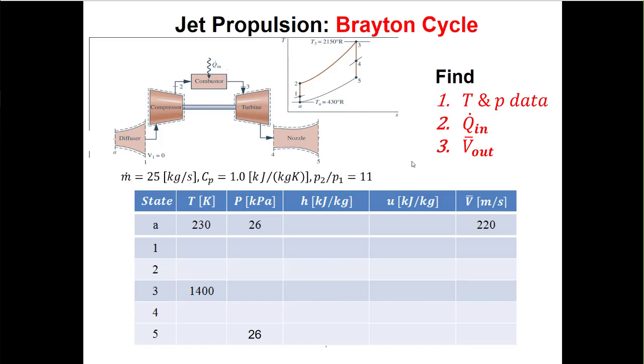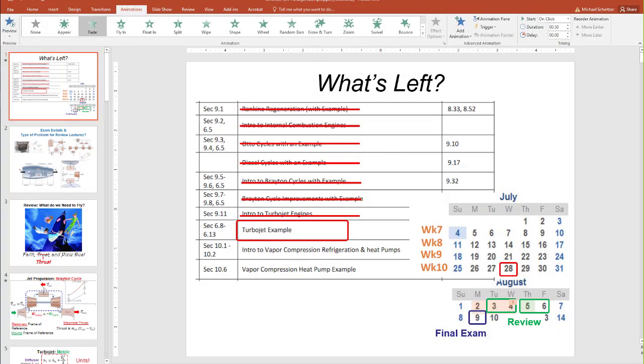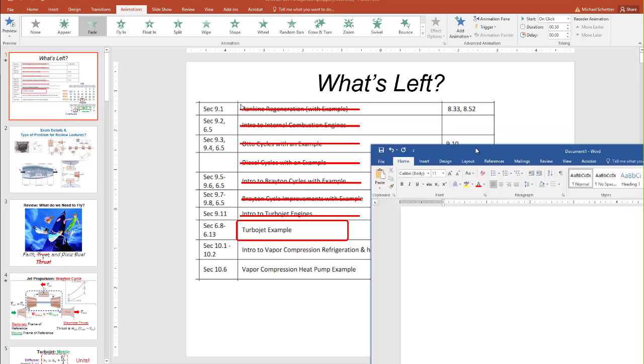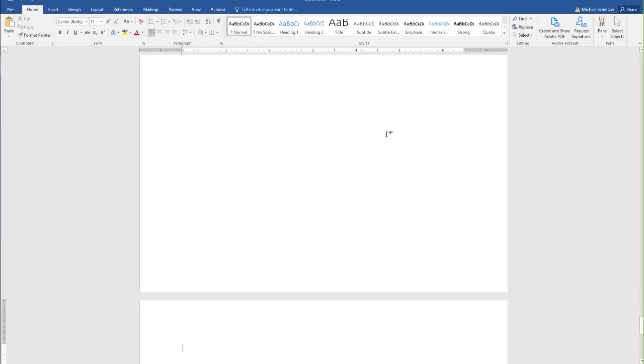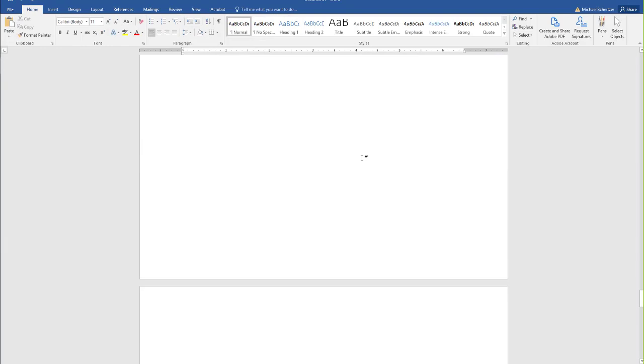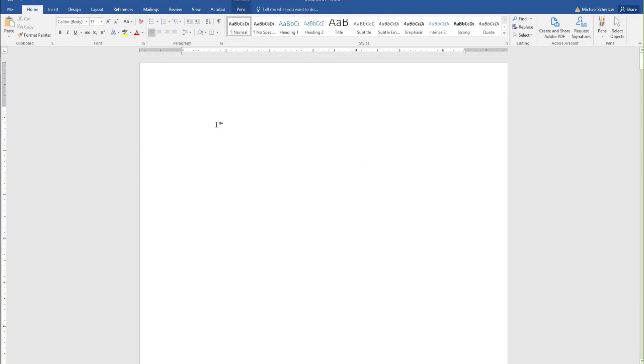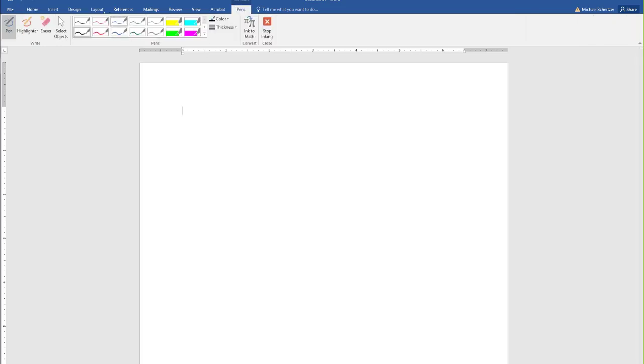states. So here, I couldn't find the document where this problem is. So instead, I'm just going to use a blank document over here. Right? So here's our turbojet. I'll go to the pens over here. So we come in. We go into a diffuser. I think we draw a diffuser or something like this.